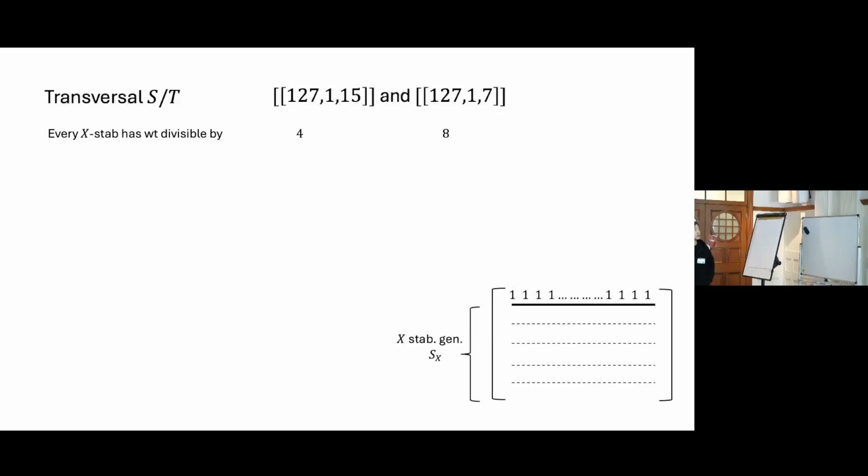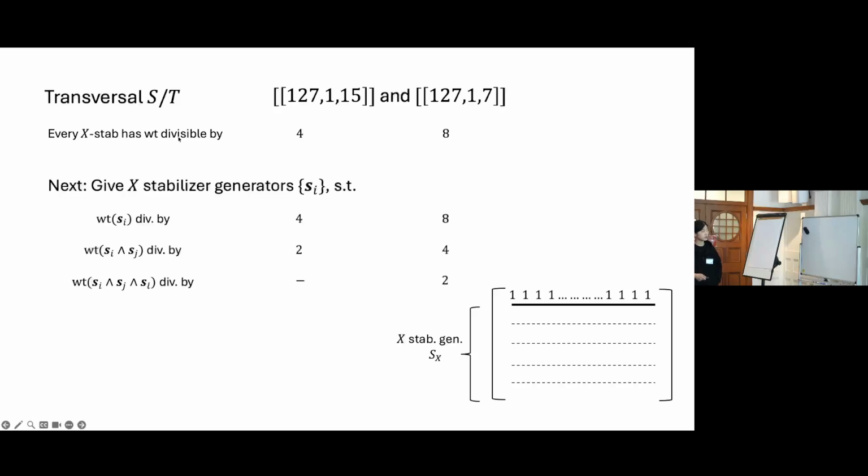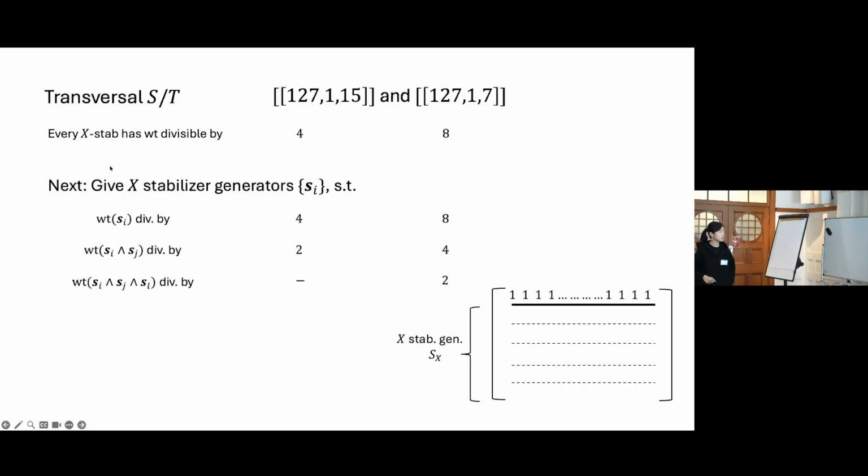Okay, so going back to our main goal, I want to show you that these two codes can do transversal S or T gates. The condition I wrote down is that they need to satisfy this. And now the next step is to give you a set of X stabilizer generators such that up to triple intersection, they satisfy this constraint.